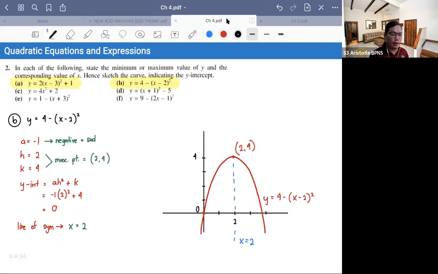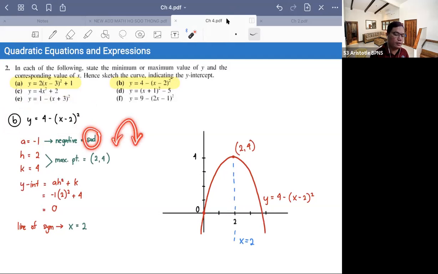Okay, so let me explain letter B again. We're given y is equal to 4 minus x minus 2 squared. So a is negative 1, because this is 1 here, right? That means my a is negative. That means my graph is sad. So it's like this.